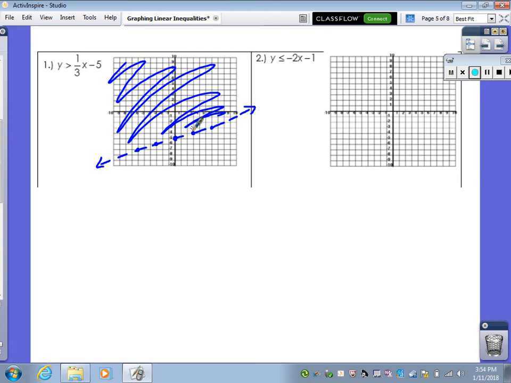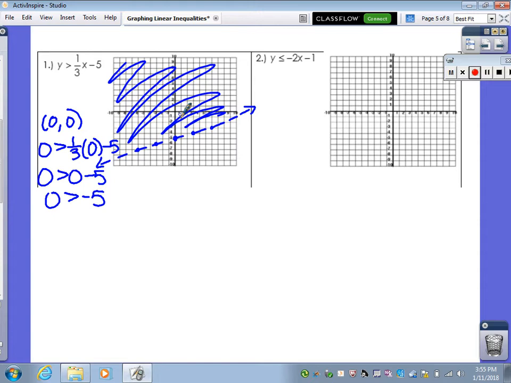To do the test point, I usually pick the origin because it's easier. So I'm going to plug 0, 0 in. 0 is greater than 0 minus 5. Since 0 is greater than -5, I know that 0, 0 has to be in the area that's shaded, so I shade the whole area where the origin is. Okay?